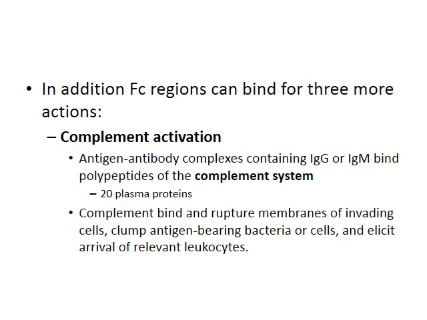So, your Fc regions can bind to more things to cause even more functions of your antibodies. That was just the antigen binding site causing those three. The other ones are going to cause complement activation, which is going to be IgG or IgM, primarily IgM. And it's about 20 plasma proteins of the complement system in general. And the complement are going to bind to that, rupture membranes of any invading cells, and clump them together so that the leukocytes can come in and get rid of them.